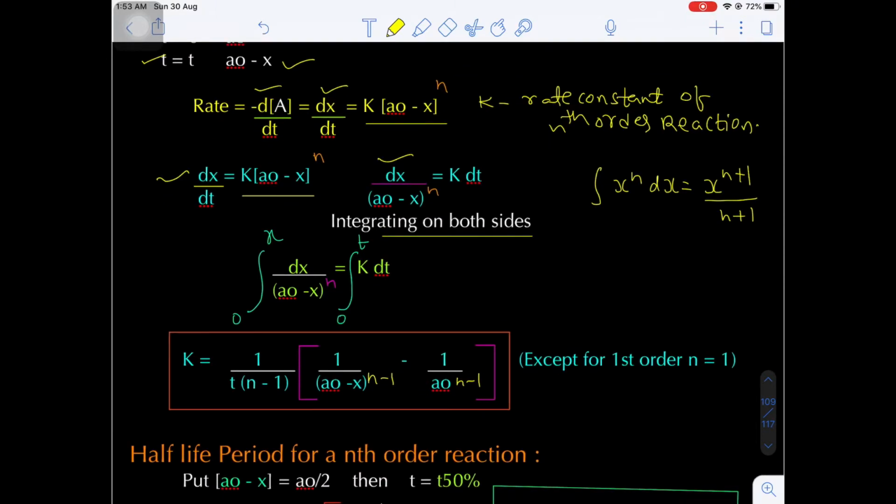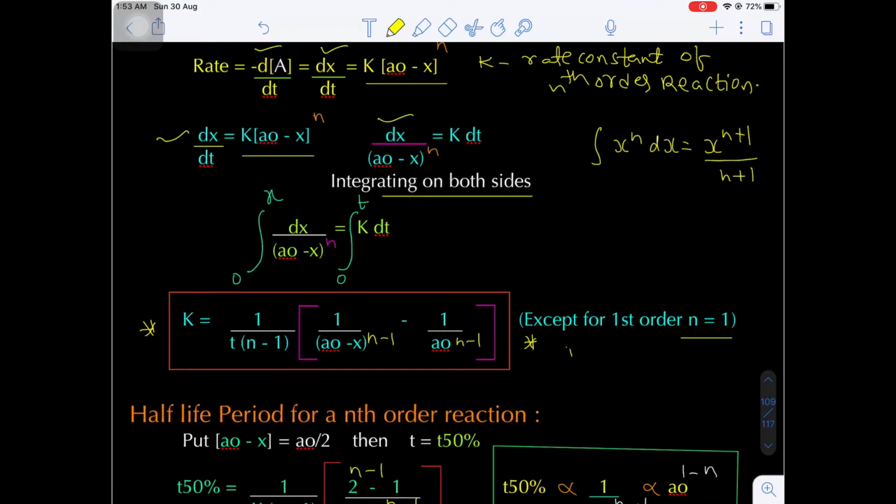After integration, you will get the final value: k is equal to 1 by t into (n minus 1), into [1 by (a naught minus x) to the power n minus 1, minus 1 by a naught to the power n minus 1]. Now this is not valid for first order kinetics, because if the n value is 1, then in the denominator there is t into (n minus 1), and if n becomes 1 it will become infinity. So it is not valid for first order kinetics.